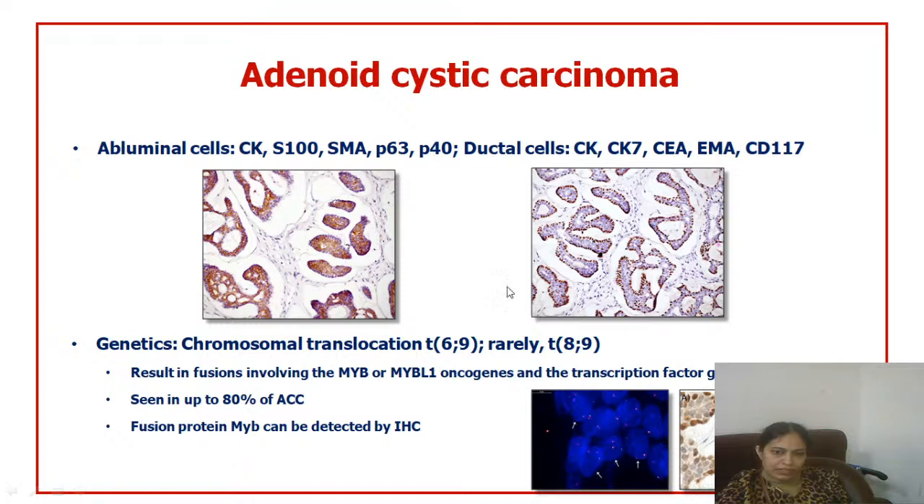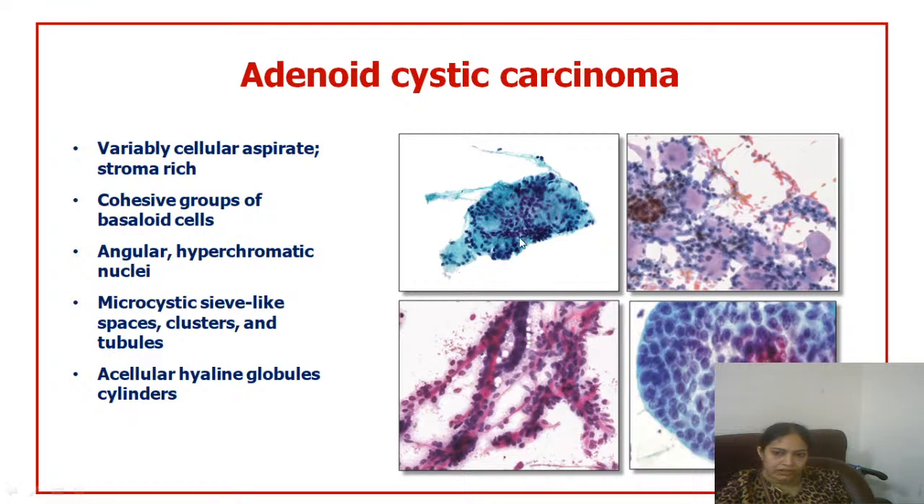Again, you have immunohistochemical markers, and you have this translocation involving the MYB or the MYBL1 oncogenes, and the fusion protein MYB can be detected by immunohistochemistry. So if you're finding it difficult to make a diagnosis, these tests will help you. On FNAC, you get these nice pink globules of extracellular matrix material to which the cells are adherent. And these are called hyaline globules, and they are quite characteristic of this tumor.